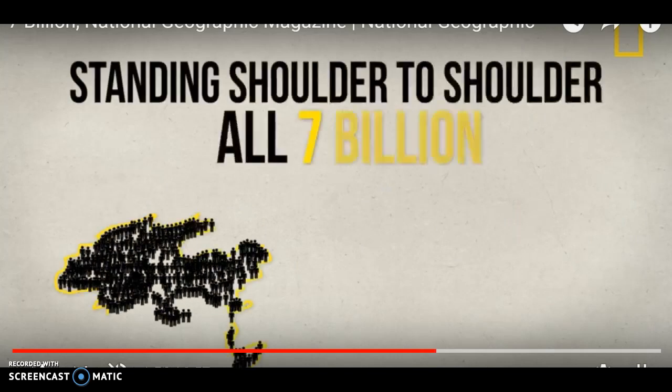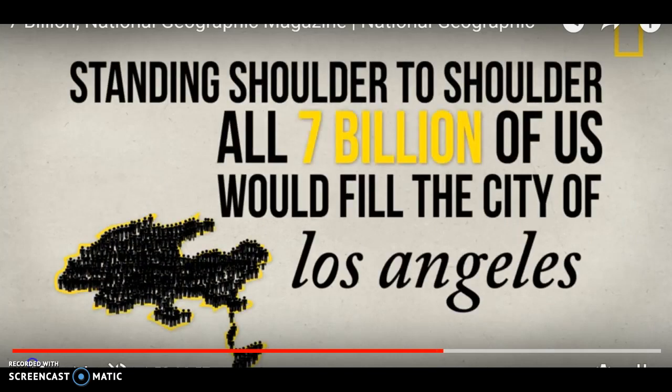So if everybody were clustered together, shoulder to shoulder, you could fit all 7 billion people within the boundaries of Los Angeles. So even though 7 billion is a huge number, you could take everybody on the planet and squish them all together, and they would fit within the LA border. Now that's dense population.